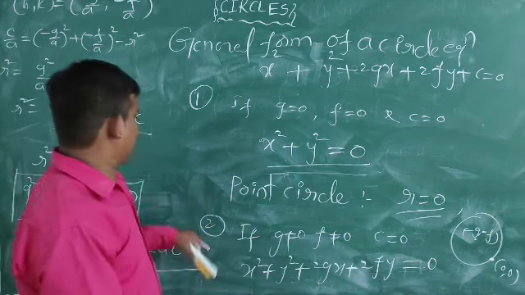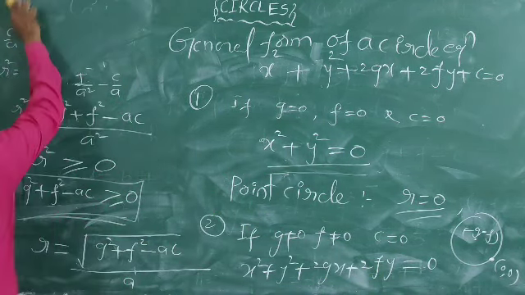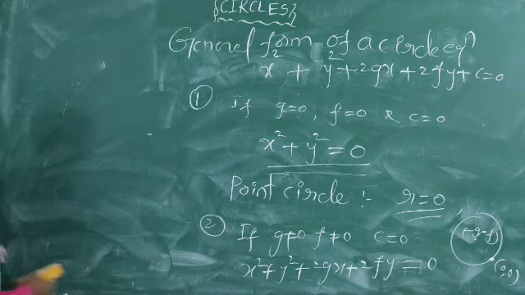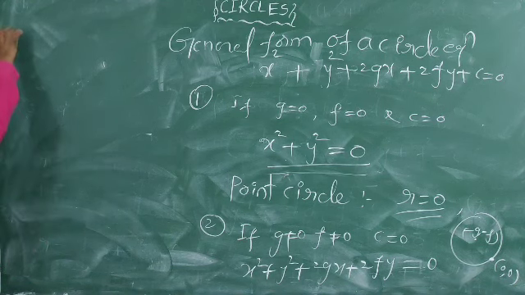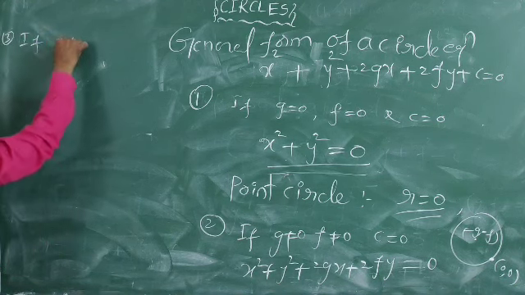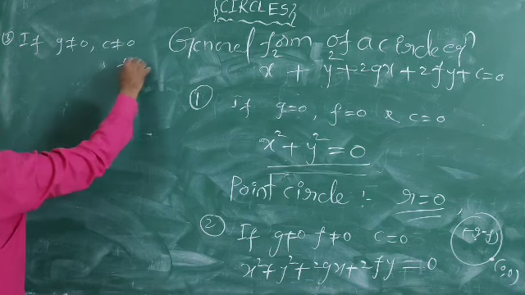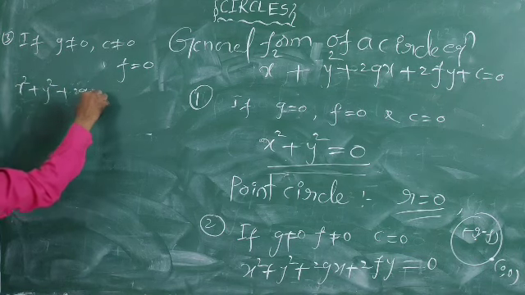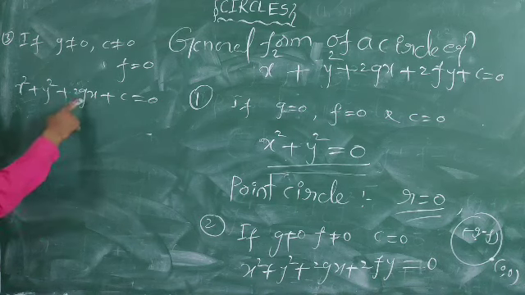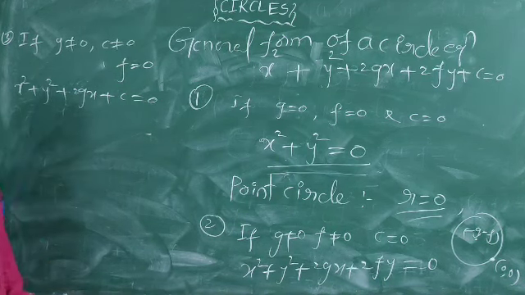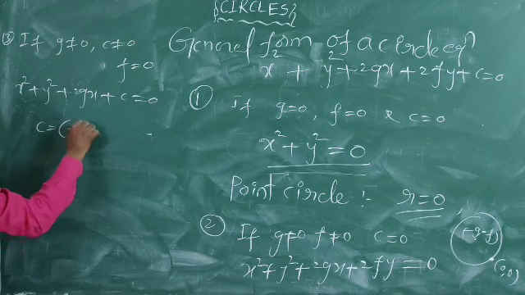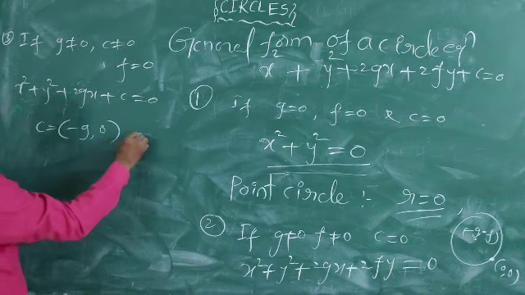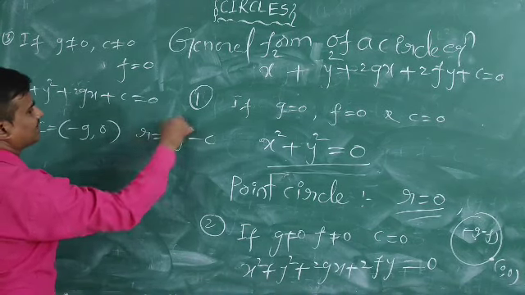Okay, and next one. What happens if g is not equal to 0 and c is not equal to 0 but f is equal to 0? Our equation becomes x square plus y square plus 2gx plus c equal to 0. It's very clear, we have only the x term, and there is no y term. That means its center will be (minus g, 0), with radius equal to the square root of g square minus c.